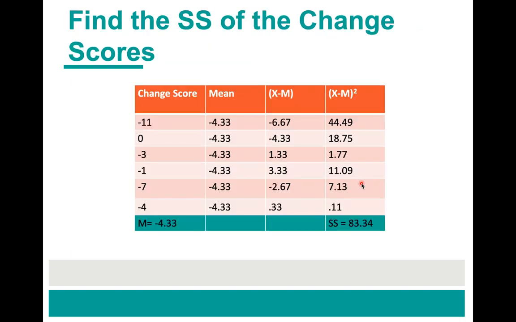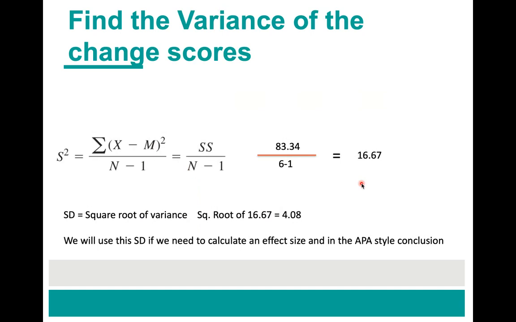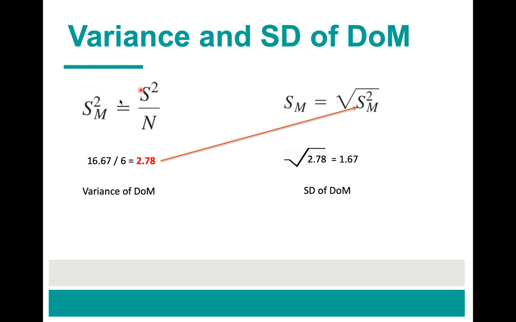You find your sum of squares, divide by n minus 1 to get a variance, 16.67. Divide by n to get the variance of the distribution of the mean, as opposed to the sample variance, which is 16.67. And then we use the variance of the distribution of the mean to give me the standard deviation of the distribution of the mean. 1.67 becomes the denominator of my t-test.